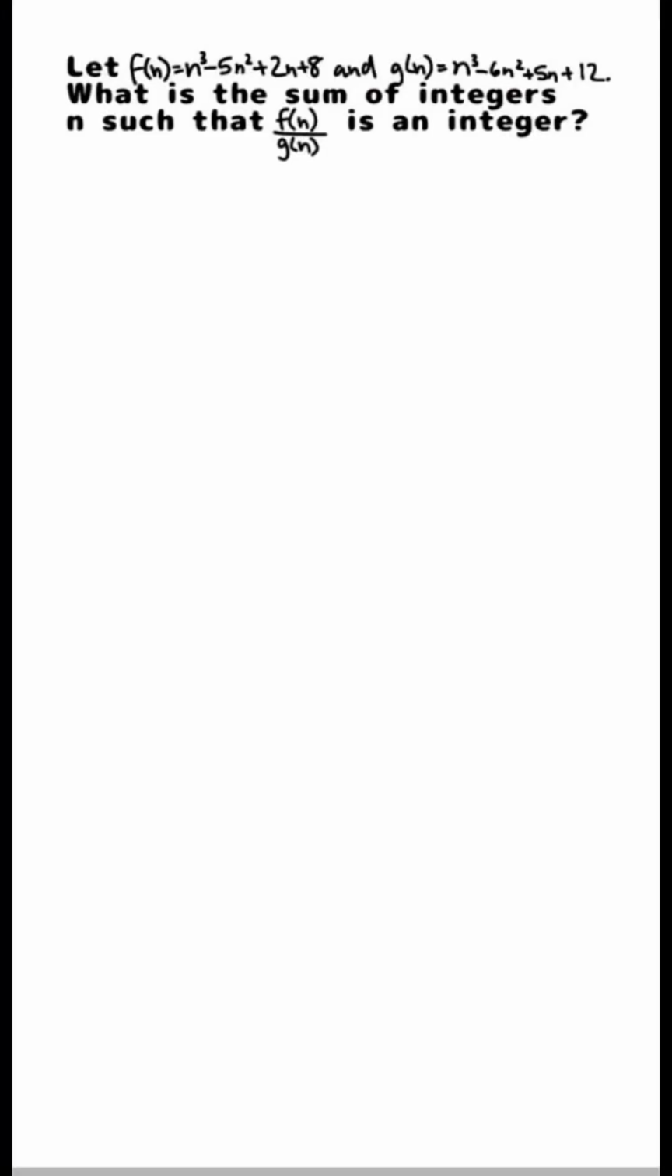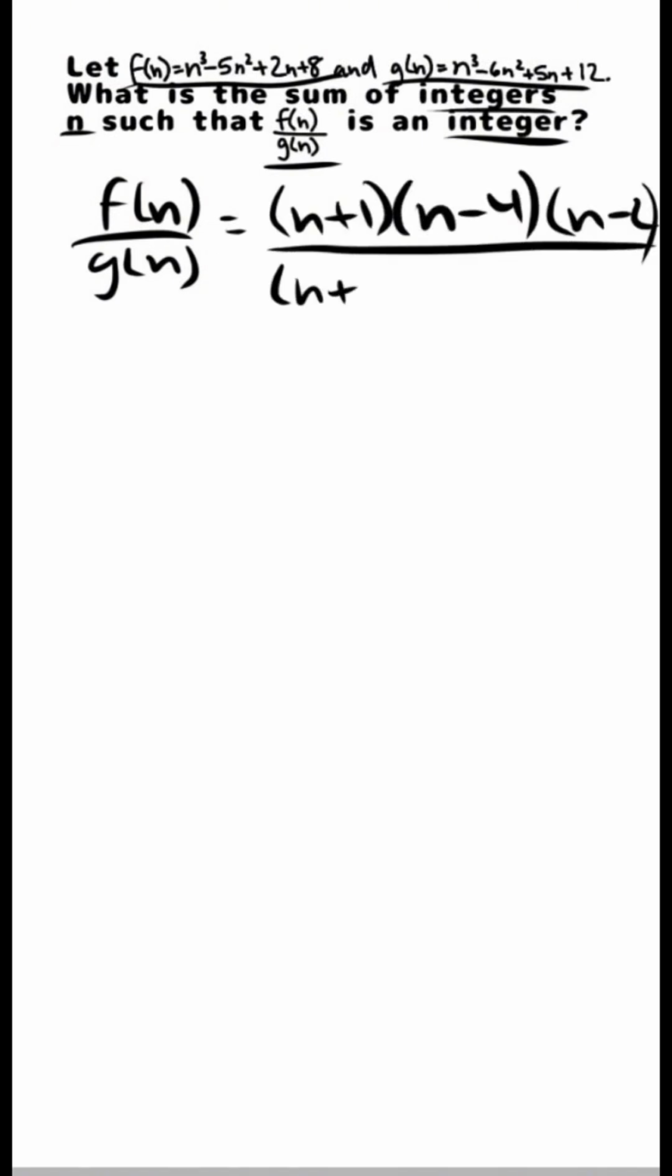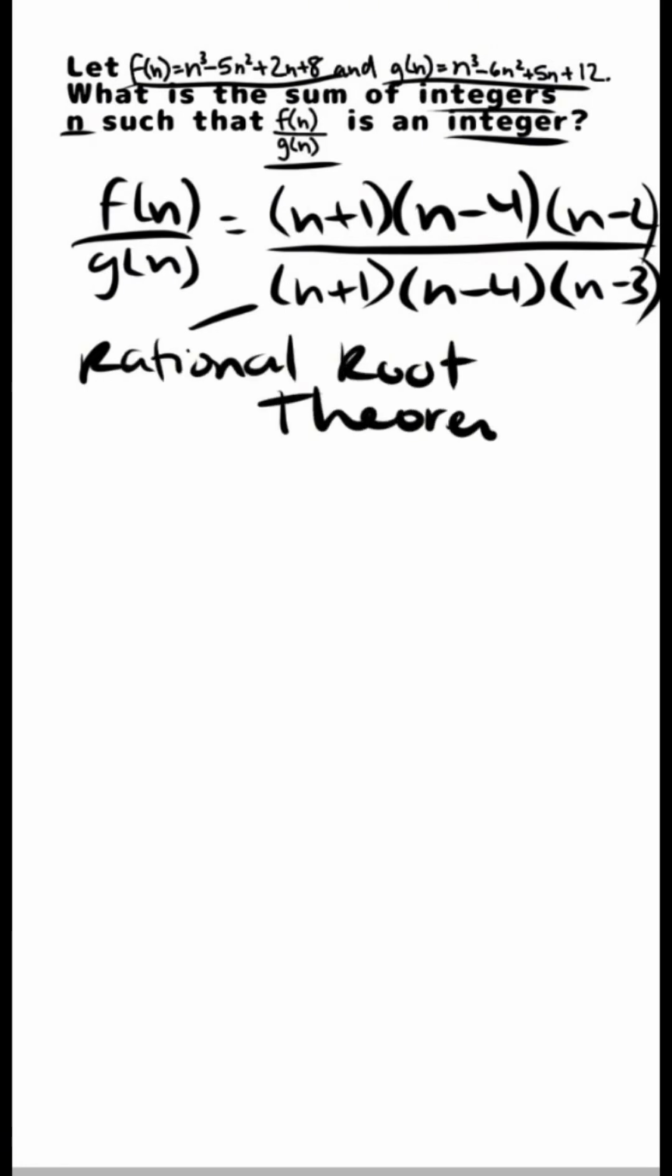Problem 10. Let f(n) equal n cubed minus 5n squared plus 2n plus 8 and g(n) equal n cubed minus 6n squared plus 5n plus 12. What is the sum of integers n such that f(n) divided by g(n) is an integer? Either by using the rational root theorem or plugging in numbers and using synthetic division, we can factor f(n) divided by g(n) into (n plus 1)(n minus 4)(n minus 2) divided by (n plus 1)(n minus 4)(n minus 3).